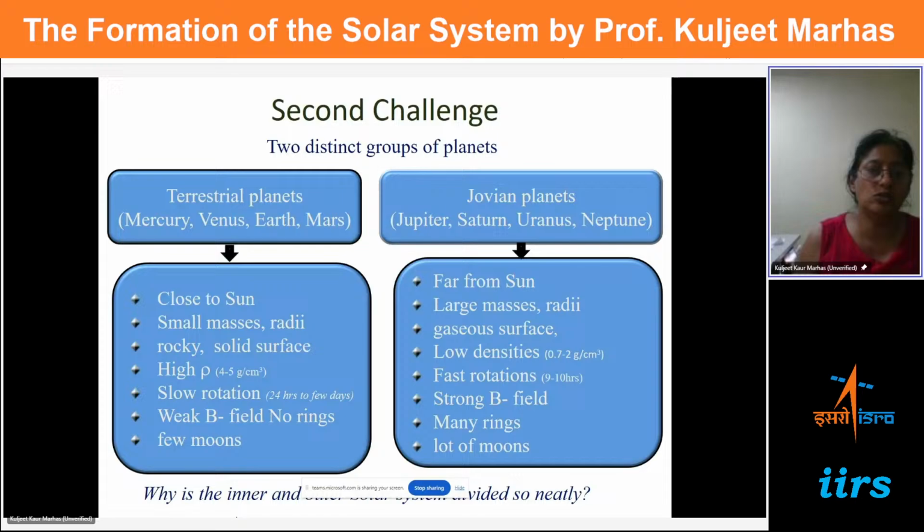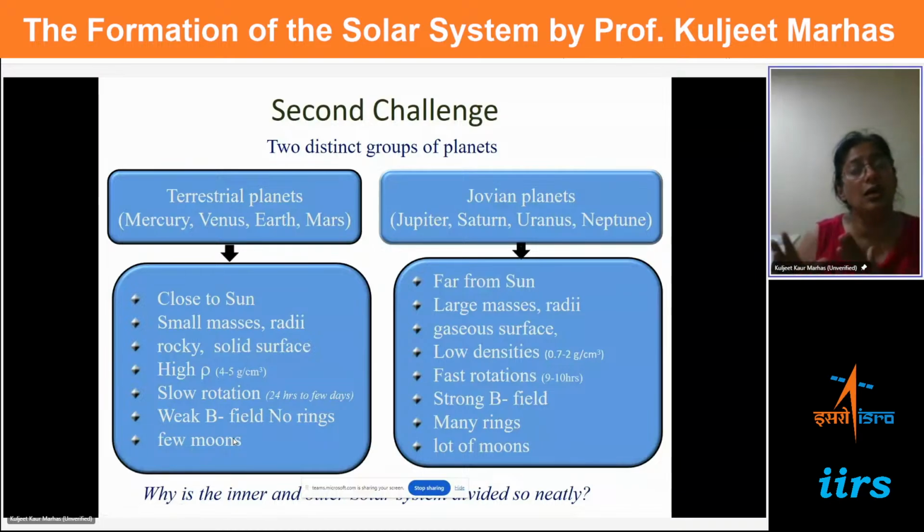The second challenge is to explain the difference between the two distinct groups of planets that I showed you in the first slide. The first 4 planets are known as terrestrial planets because they have a solid surface, and they are very close to the Sun. They have small masses and radii. They are very rocky, with a solid surface, so the density is very high. Their rotation is very slow. They have a weak magnetic field, as Debabrata was showing. And they don't have rings like the outer planets, and they have very few moons.